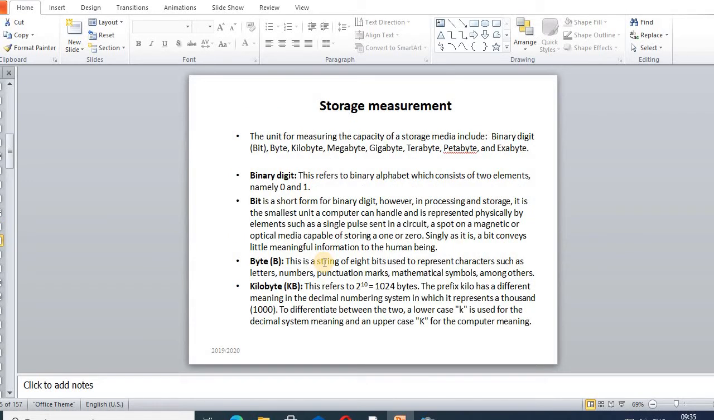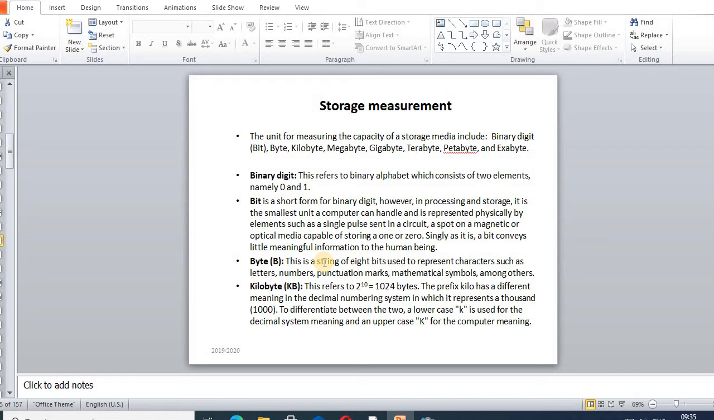Storage measurements. As we have been looking at the memory, obviously this is what we use to store data. And when we store data, we have to measure it. The unit for measuring the capacity of the storage media includes the binary digit. A binary digit is what I'll call the bit, the smallest unit of storage memory in our devices or computers. Then the second to it is what I'll call the byte.